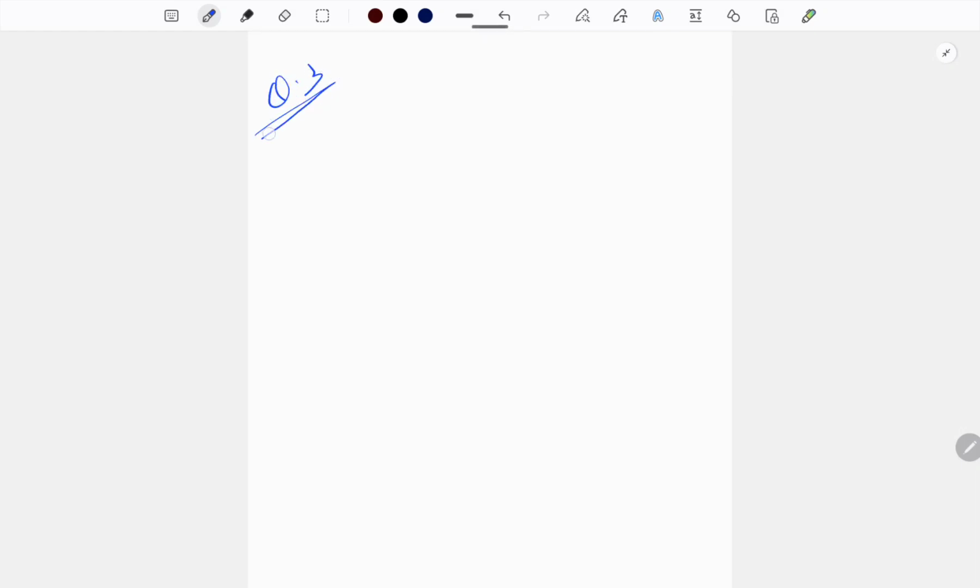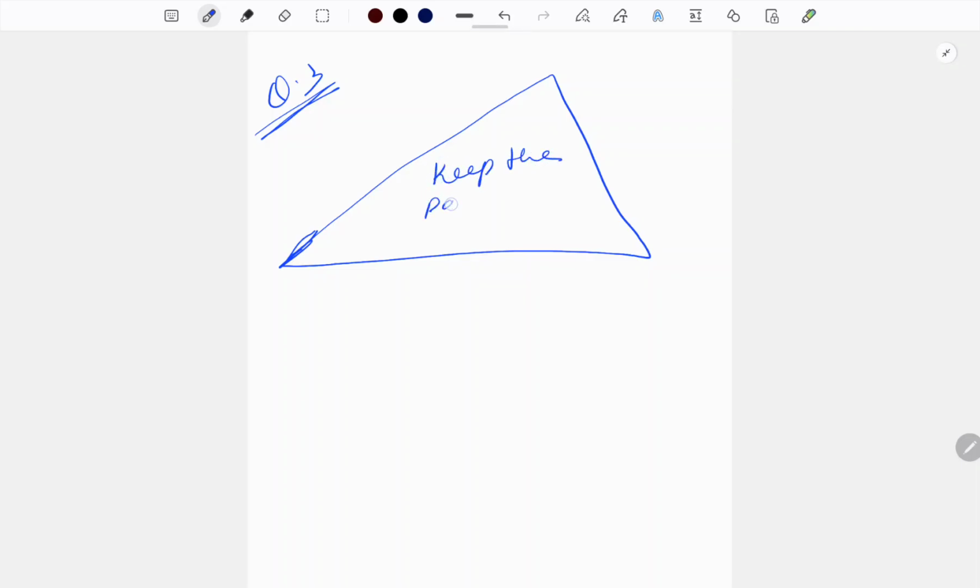Question number 3 says we have a triangular park where we have to paint the whole park. To write here, keep the park green and clean. Okay, now here it will be 11, here it will be 6, and here it will be 15 meter. Now we have to find the area.